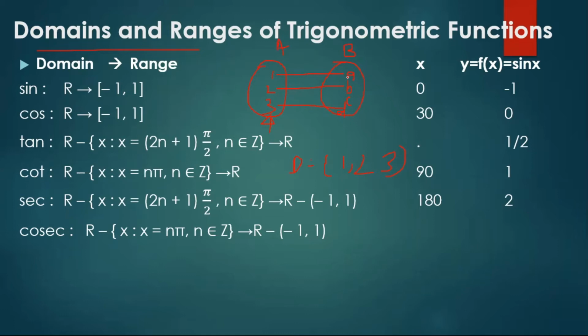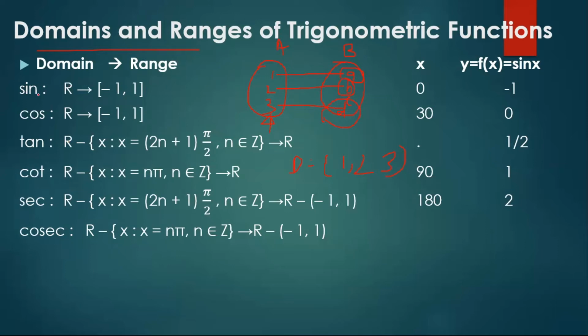Okay, so A is having 1, 2 is having B, and 3 is having D. Or you can say which elements in B are having pre-images. That is A, B, and D. So this is our range. That is A, B, D is our range. C is left out. Is it clear? Okay. So domain, range, and codomain is clear to everyone.